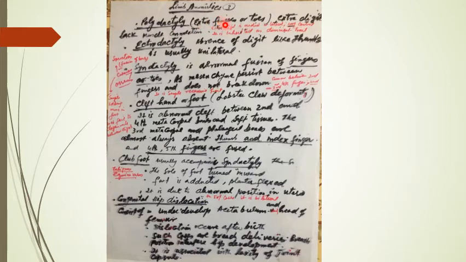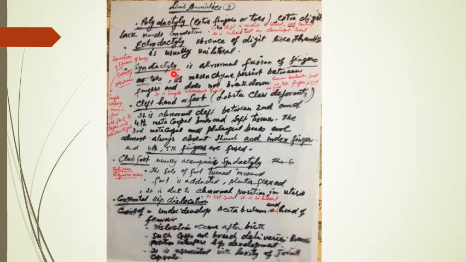Extra digit in polydactyly is on the medial or lateral side, not in the center of the hand. It is inherited as a dominant trait. Ectrodactyly is absence of a digit, like the thumb, and is usually unilateral.